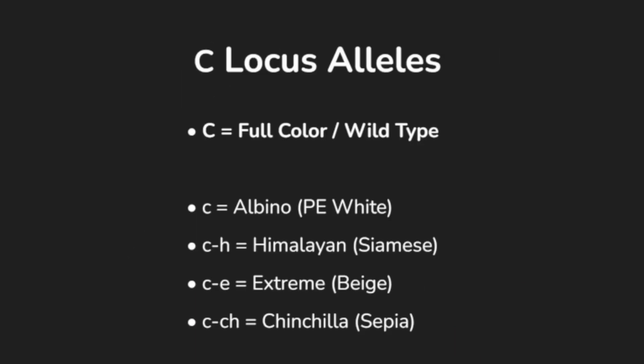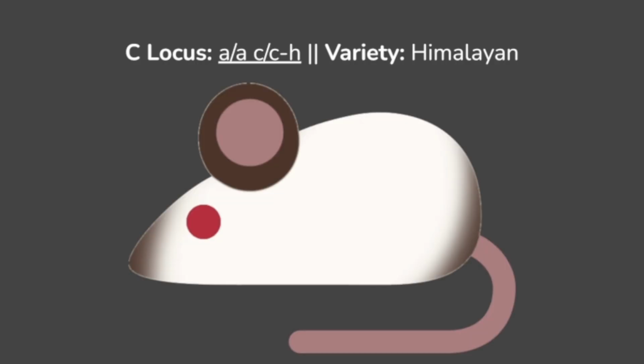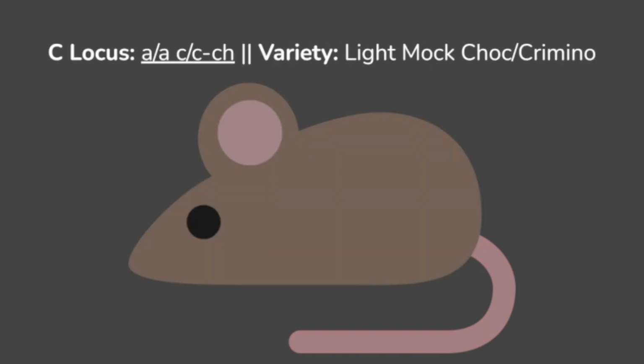These mutations can also interact with each other. The first 4 or 5 varieties I just showed was what it looked like when they were homozygous. When they're heterozygous, you can get something like Himalayan, which is half albino and half Siamese. Or you can get like mock chalk, also known as cremino. It's half albino and half chinchilla.